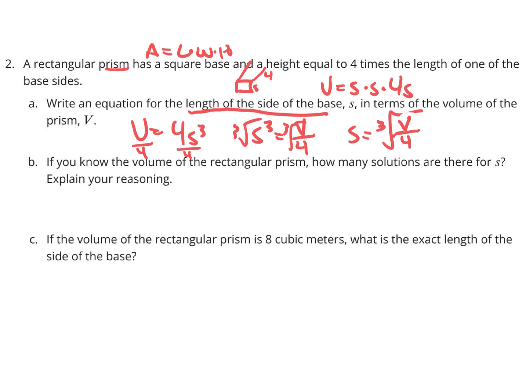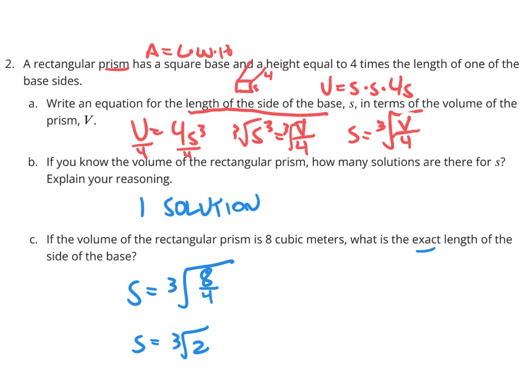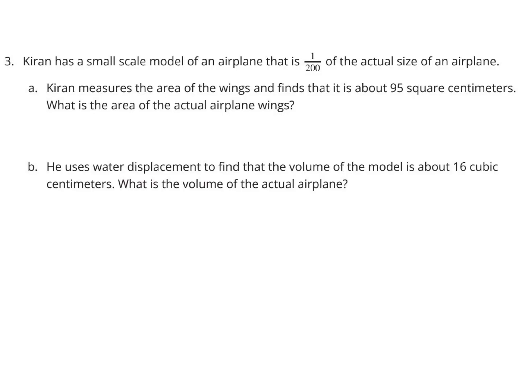If you know the volume of the prism, how many solutions are there for S cubed? 1 solution. Cube roots only have 1 answer. If the volume of the rectangular prism is 8, what is the exact length of the side of the base? Exact length. Be precise about the word exact. So S is equal to the cube root of 8 over 4. So S is equal to the cube root of 2 meters.